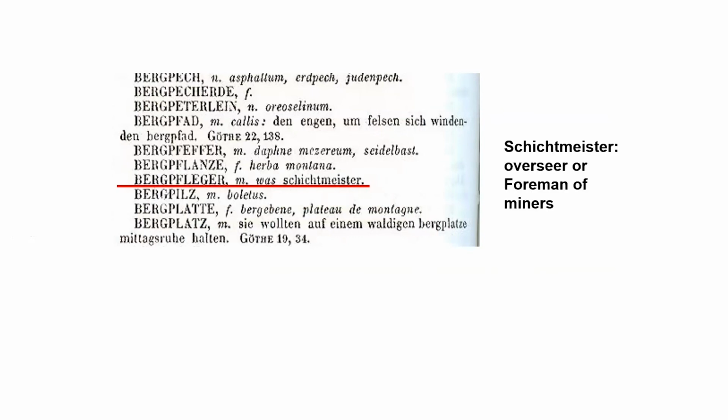The Grimm's dictionary is not a German English dictionary. The entry shows that the word Bergpfleger is a Schichtmeister. By searching the word Schichtmeister in a German English dictionary, it says that it is an overseer or a foreman of those who worked in a mine.